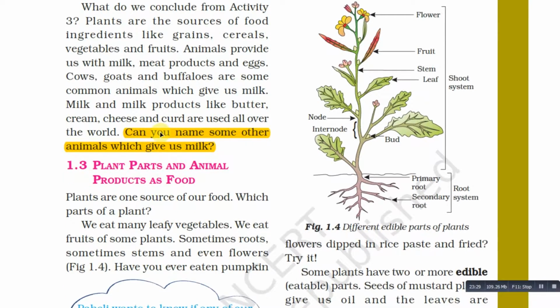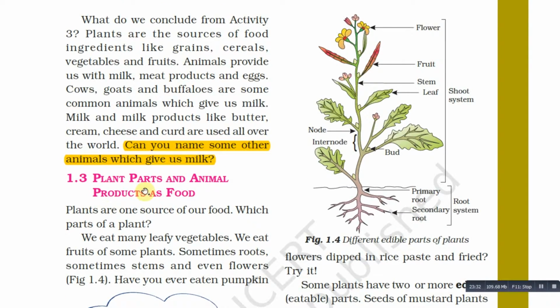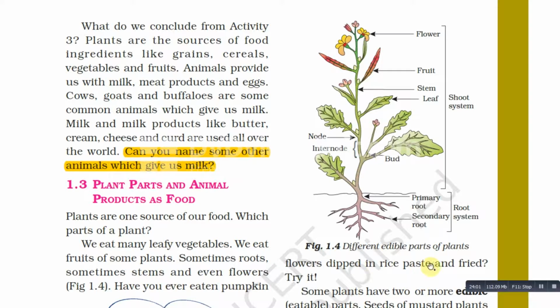Okay, so we will go for the next topic: plant parts and animal products as food. Now plants are one source of food, so which are the parts of a plant? We eat many leaves, leafy vegetables. We eat fruits of some plants, sometimes roots, sometimes stems, and even flowers. Have you ever eaten pumpkin flowers dipped in rice paste and fried? Even I haven't. But try it.